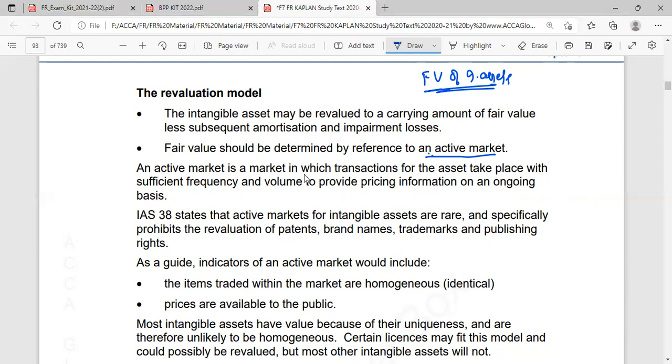In some cases, while calculating the fair value, the active market is not readily available. In that case, how to consider? He clearly stated that an active market would include items traded within the market that are homogeneous, identical. We consider any market available for identical products where prices are available to the public.